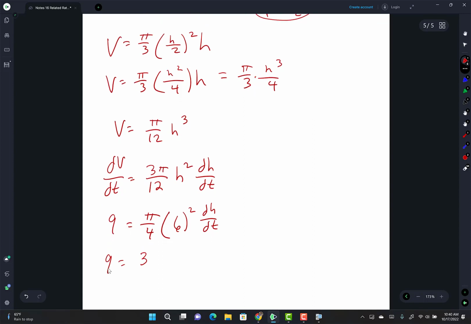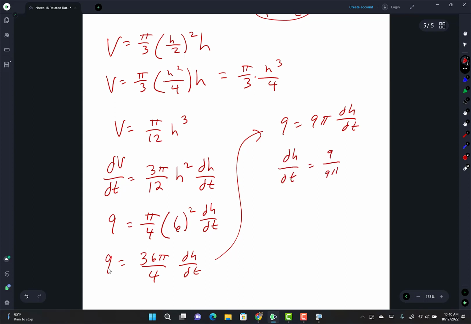9 equals 36 pi over 4 dh dt. Well, 4 goes into 36 how many times? So 9 equals 9 pi dh dt. And now I can just divide by 9 pi. And OMG, 9 divided by 9 pi. And the 9's cancel out. So dh dt equals 1 over pi feet per minute. Did we get the same answer? Which one do you think is easier? I think it's easier too.